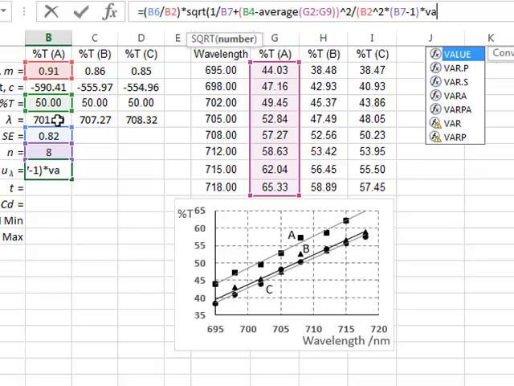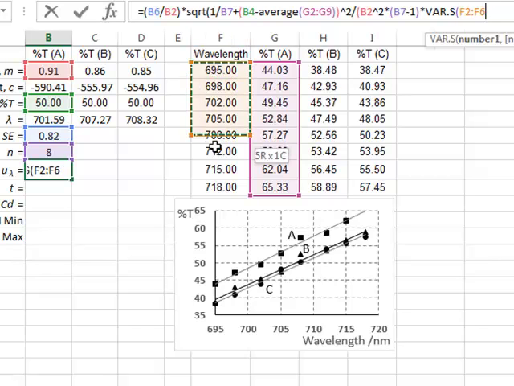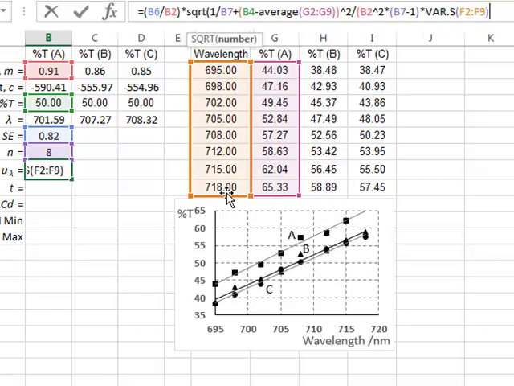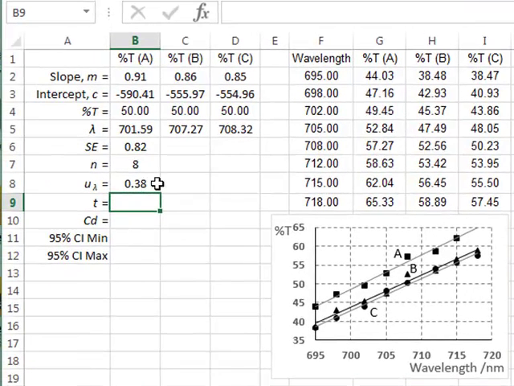So we will use the sample variance, and these will be the x values. And again, we will have the dollar signs to lock the x values, giving an uncertainty of 0.38. So this is the standard uncertainty in the horizontal direction.